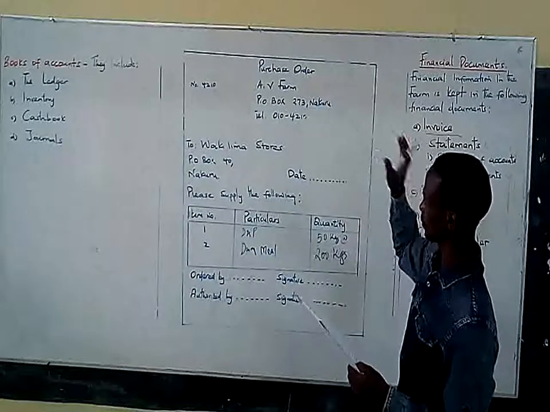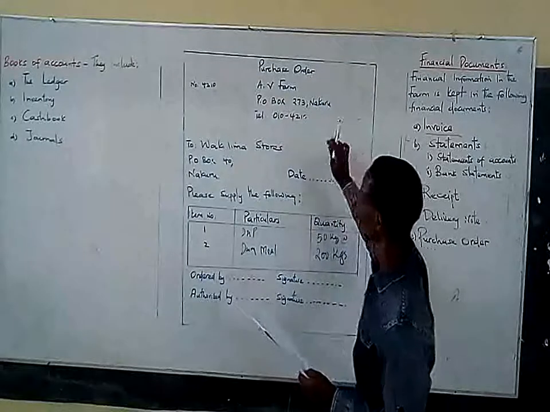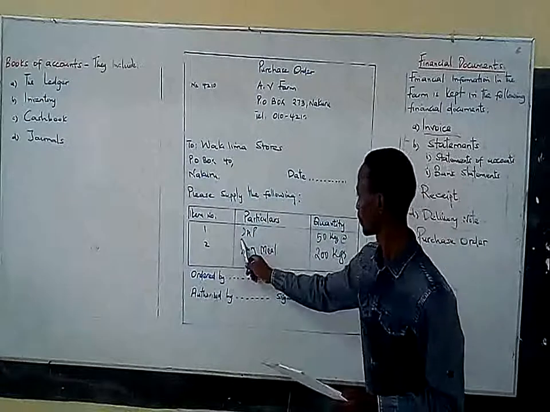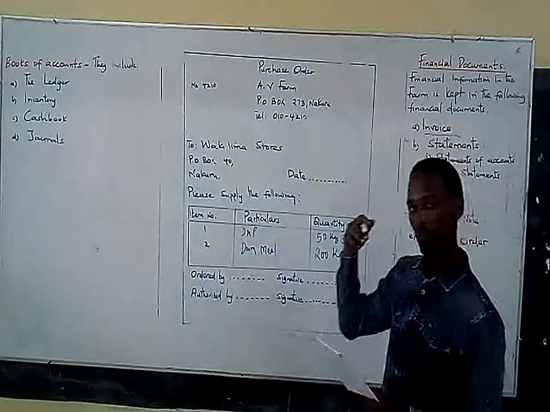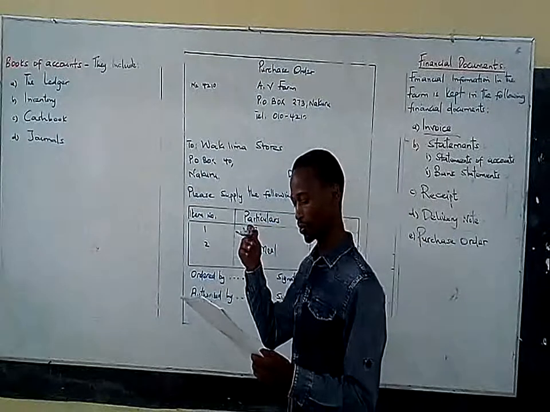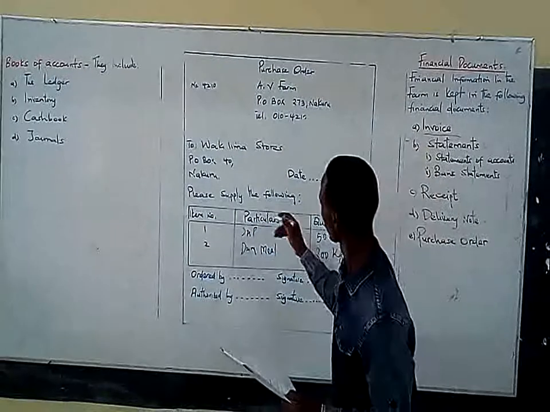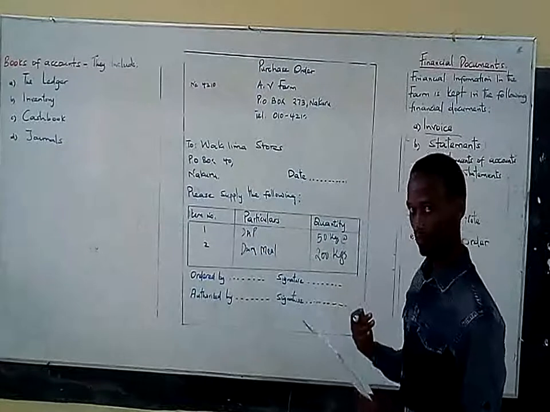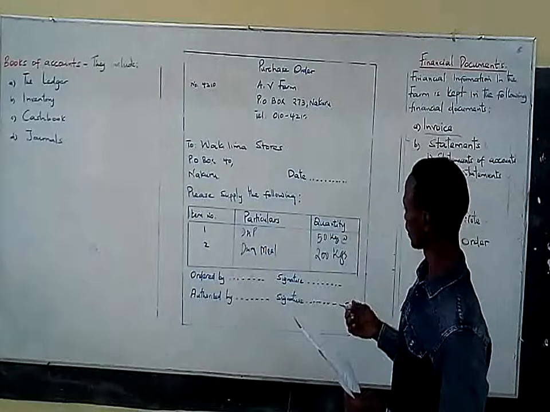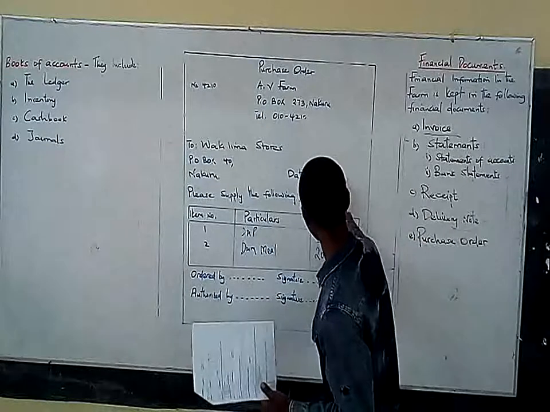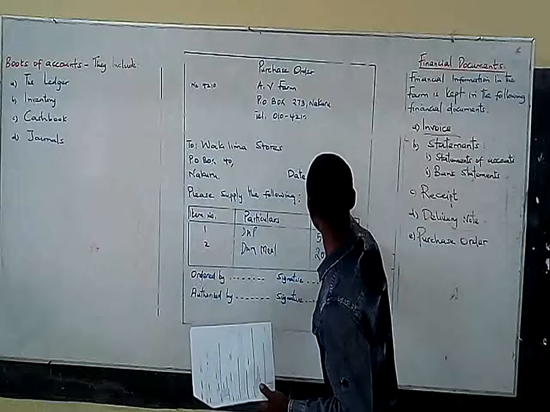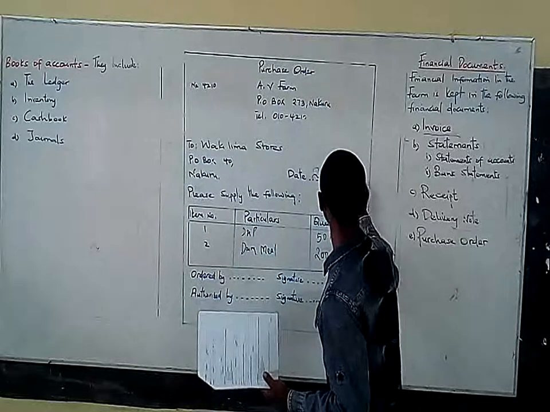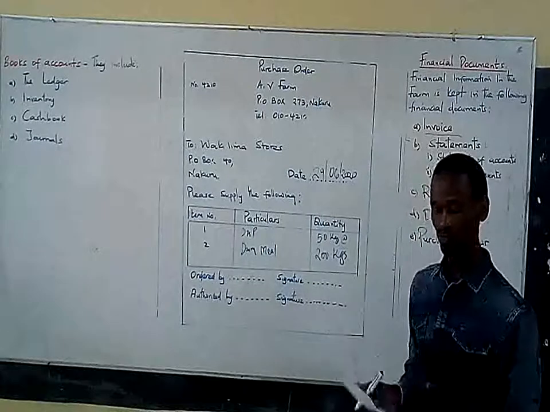So if this is our Victory Farm, and we want to send this purchase order to Wakulima stores requesting for fertilizer and the dairy meal, we also make sure that Wakulima stores know by when we require these two items. Maybe we require them by next week, Monday. Maybe we can have any date, maybe the 29th of June. That's the deadline by which we require the goods. So we have the date within which the goods should be delivered.